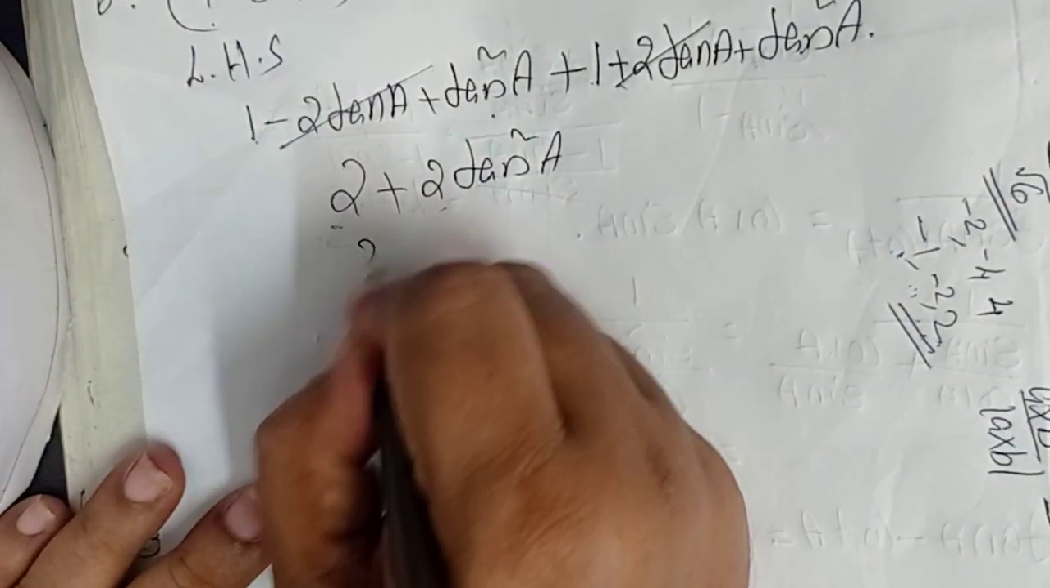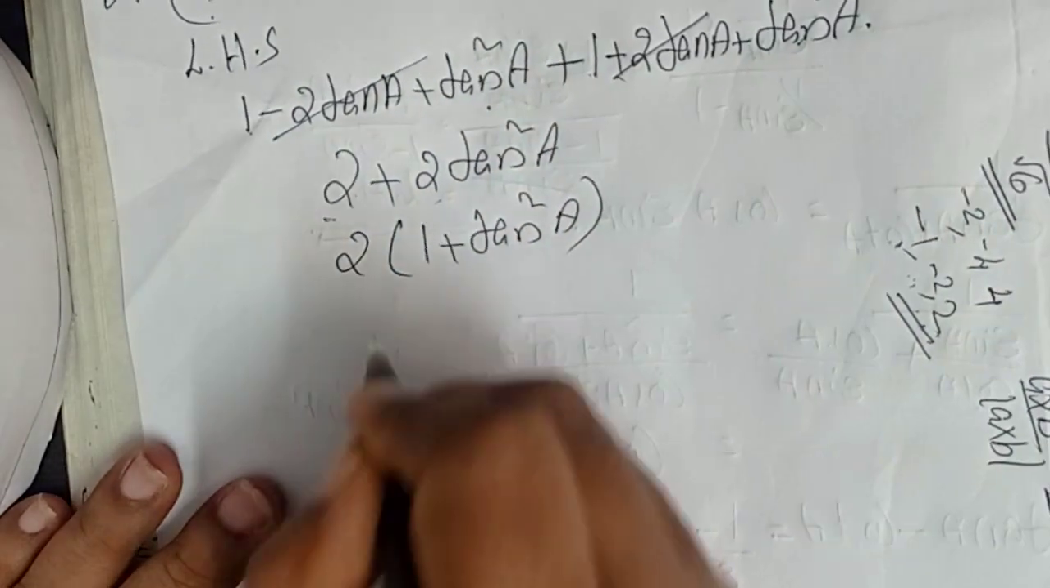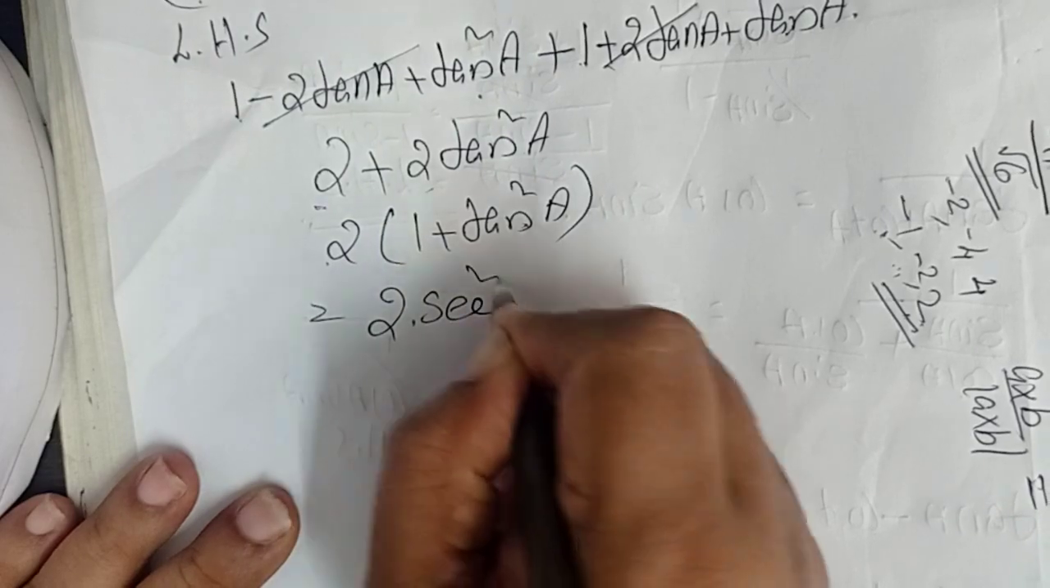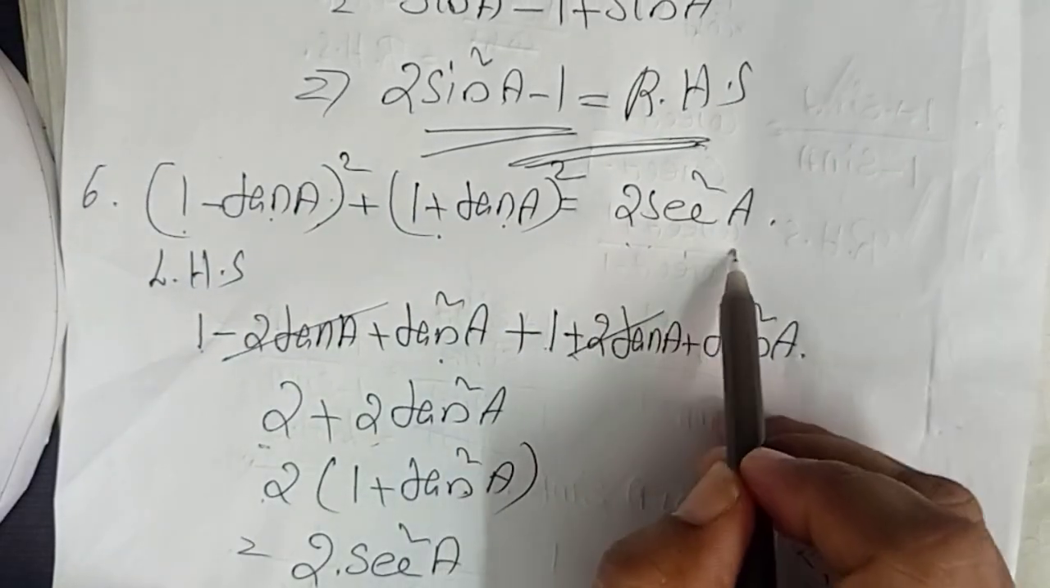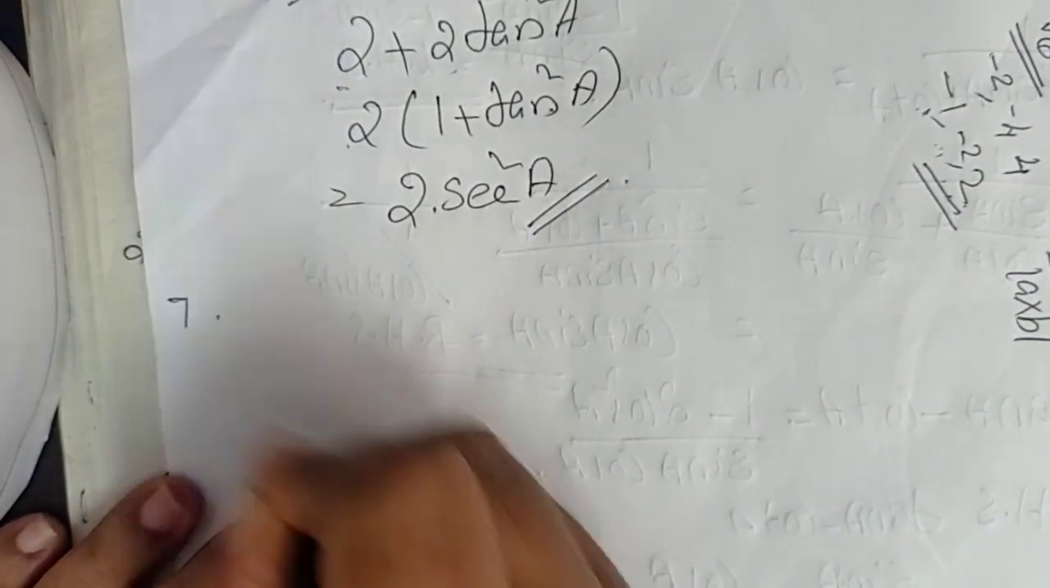From these two terms, you can take 2 outside. 2 into (1 plus tan square a). Can you say what is 1 plus tan square a? Yes, sec square a. Look at the RHS. RHS is sec square a. We proved that result. Now, seventh problem.